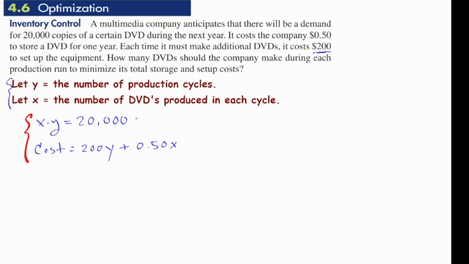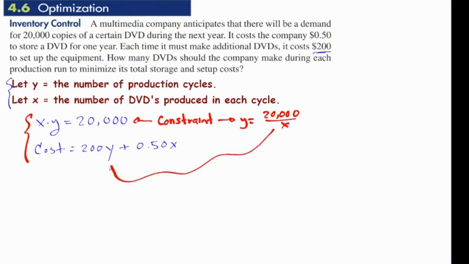So this is our system of equations. Here is our constraint equation. And we're going to solve this equation for y. So y is equal to 20,000 divided by x. And we can then take this expression and plug it into the y of our cost equation. Now we can see that cost is equal to 200 times 20,000 over x plus the 50 cents times x.